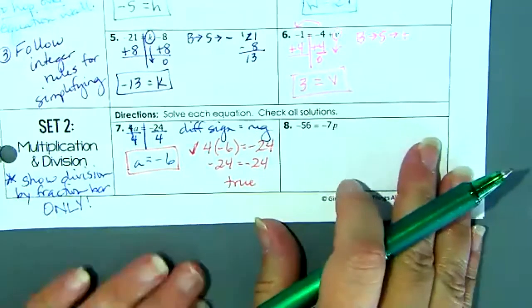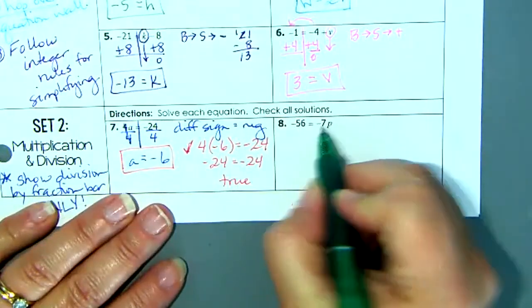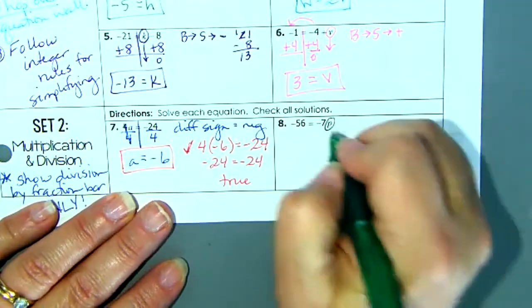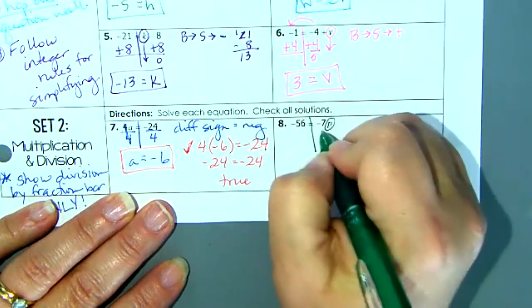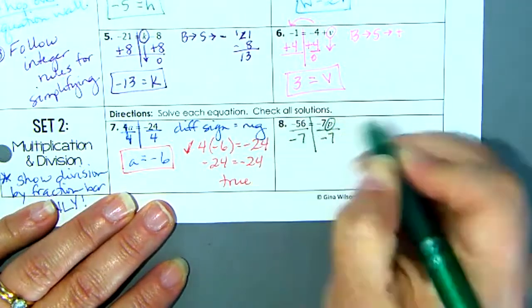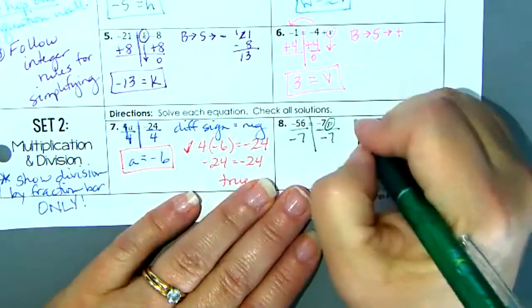All right, next problem. Still, look, what's connected to the variable? How are they connected? By multiplication. Oh, my equation wall. So I'm going to divide by -7 on both sides. Yes, you have to remember to divide by the negative.